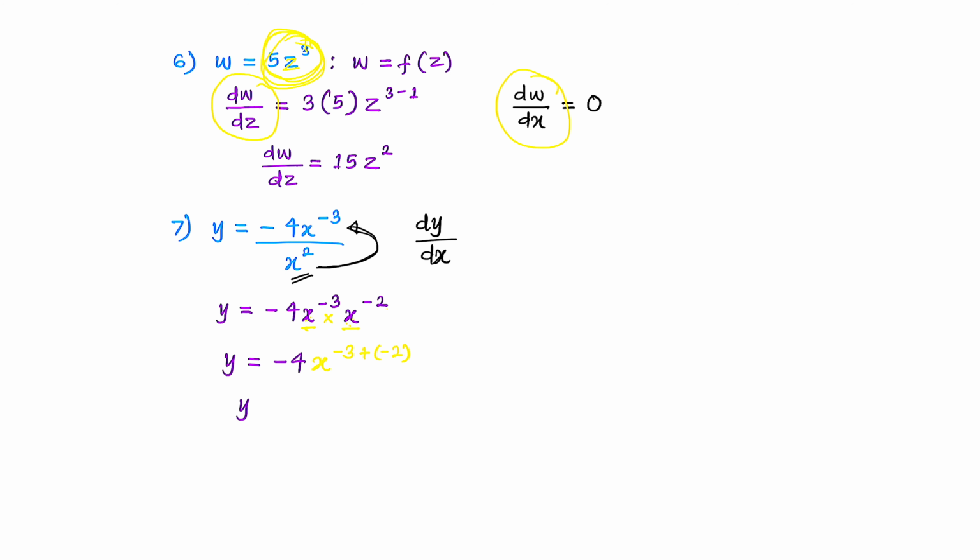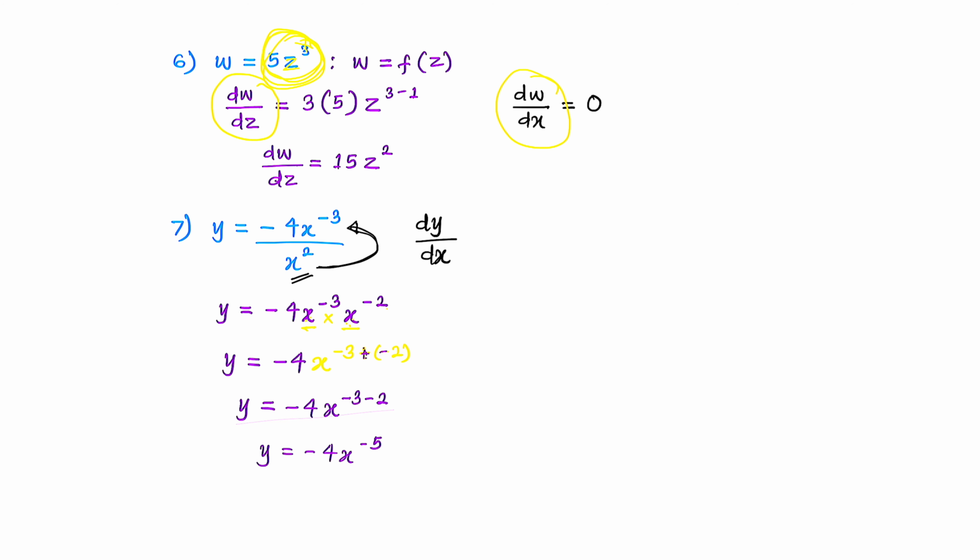So y will be equal to negative 4x, minus 3 plus minus 2, plus multiplied by negative, that will give you negative. So we have minus 3 minus 2. So y equals negative 4x to the power of negative 5. Now we can take the derivative of this function.